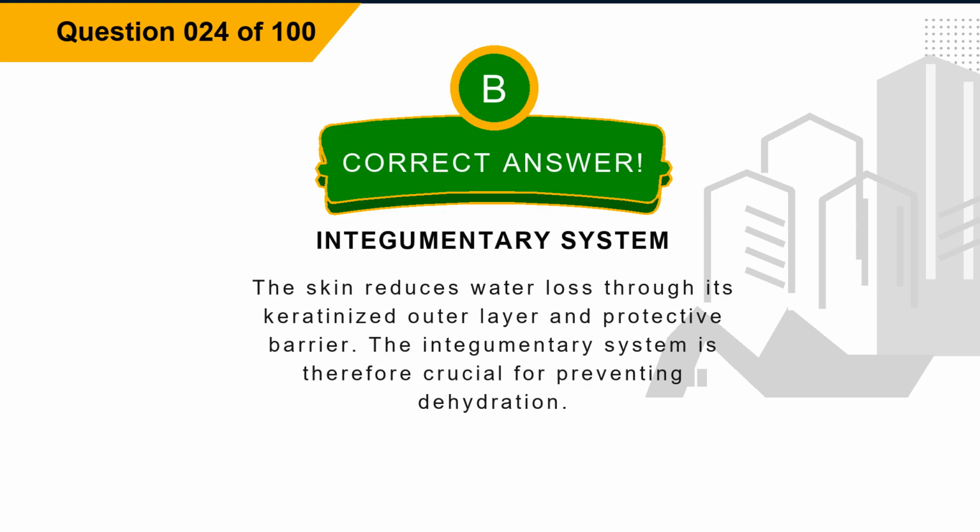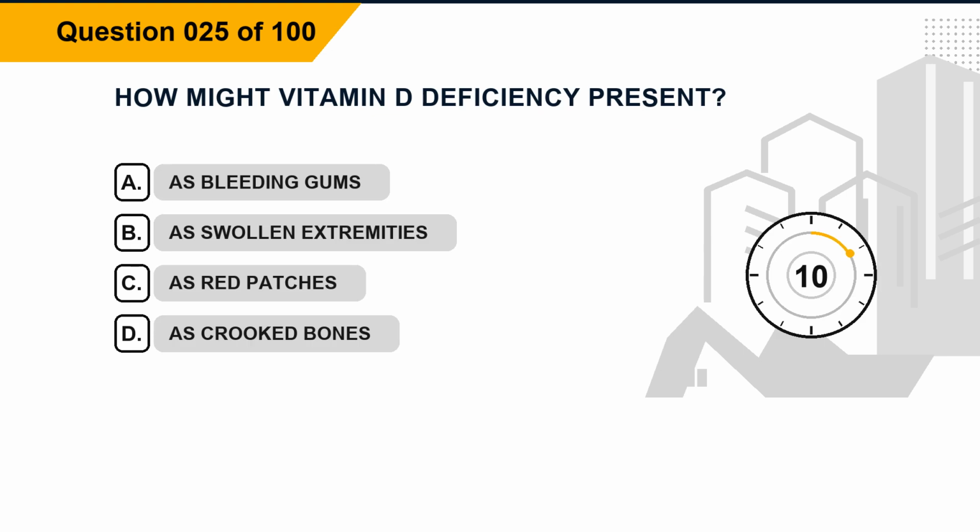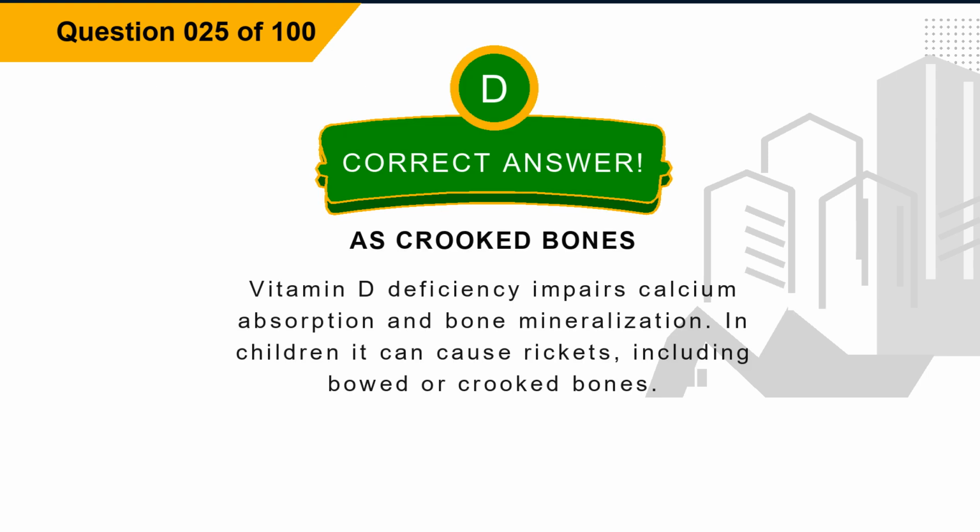Explanation. The skin reduces water loss through its keratinized outer layer and protective barrier. The integumentary system is therefore crucial for preventing dehydration. Question 25. How might vitamin D deficiency present? Option A, as bleeding gums. Option B, as swollen extremities. Option C, as red patches. Option D, as crooked bones. The correct answer is option D, as crooked bones.